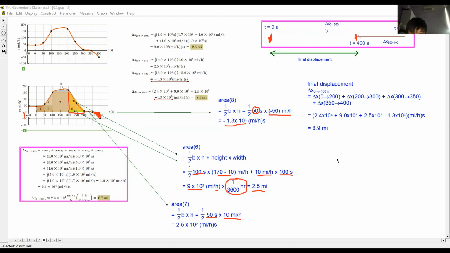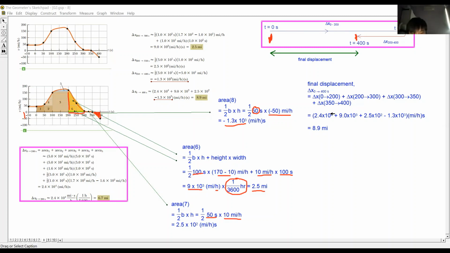So far, okay or not? Any question? You go and you come back. So when you come back, you subtract the distance that you come back. That is the meaning of it, the physical meaning of it.